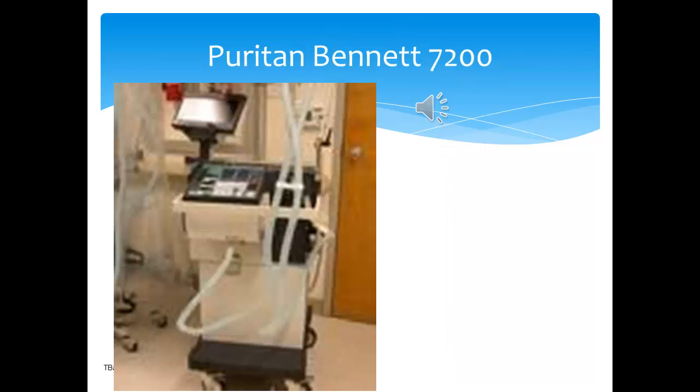This is another type of Puritan Bennett, an older one. In some institutions you might still see them around. They are workhorses, they last for a very long time, but they are definitely being replaced by the Puritan Bennett 840, which is a computerized type.